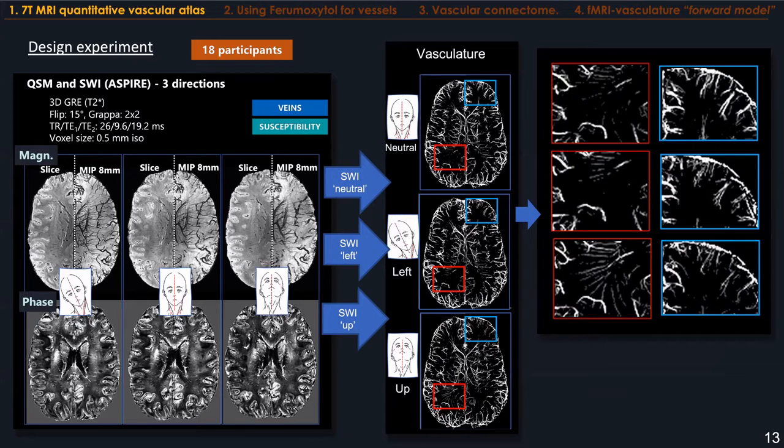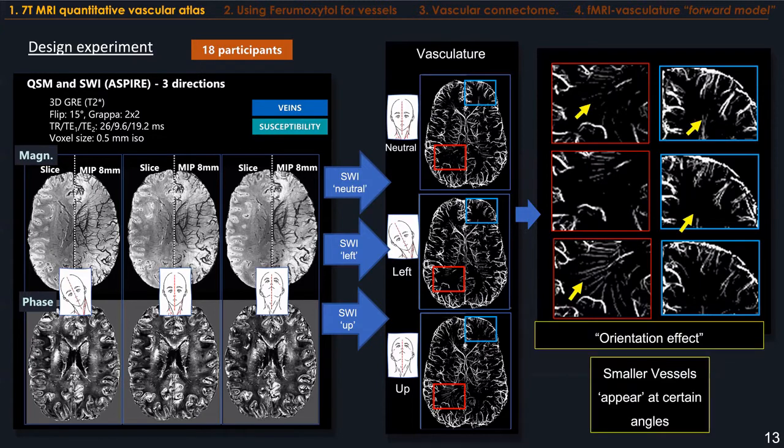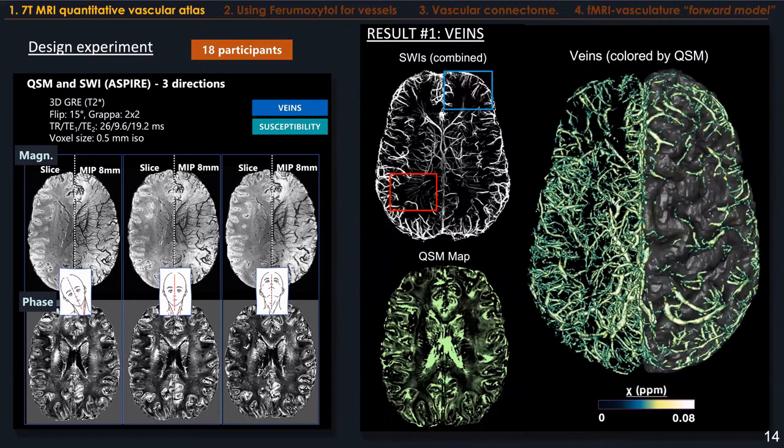In our case, because we have multiple head orientation, we get a more complete map of the veins, the large scale veins here. So combining those different head orientation SWI, you get the map as you see here. And then if you take the QSM map and apply it to the vein segmentation, you get the veins that are colored here by QSM. So you get the susceptibility at each segment of the venous tree.